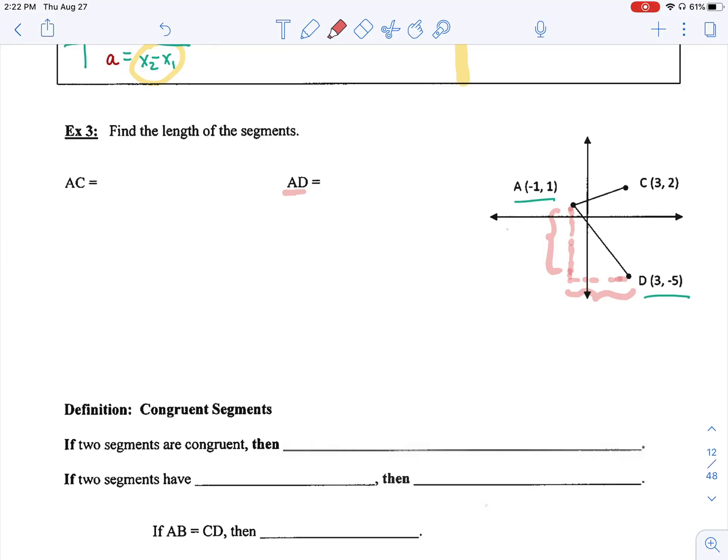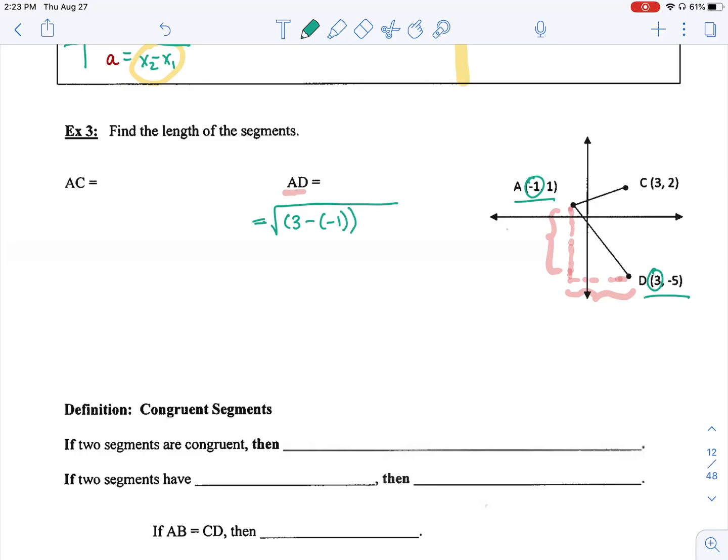But if I were just given the coordinate points and it wasn't plotted for me and I didn't have that visual, then I most likely would rely on the distance formula itself. So the length of AD is equal to the change of x. So we begin with the change of x. We pick one of the x's to start with. So let's say I picked 3 minus a -1.